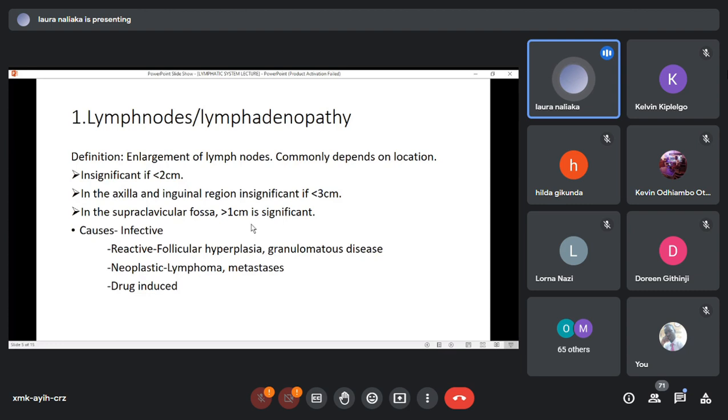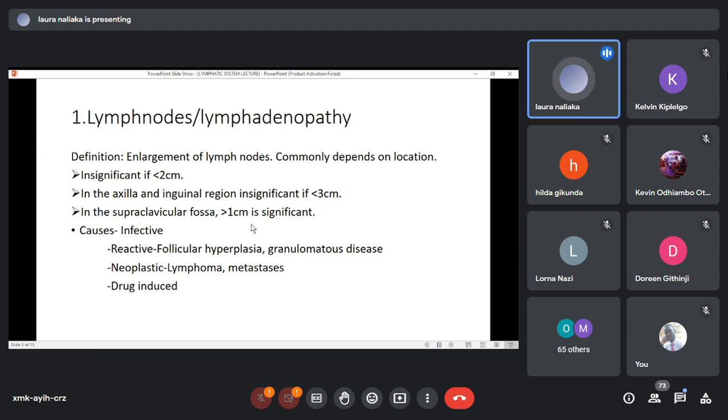In the supraclavicular fossa, this is a very sensitive area. Anything up to 1 centimeter is significant. If you see a swelling on a patient at the supraclavicular fossa, that's a sign of a malignancy, either an intra-abdominal or even mediastinal malignancy.